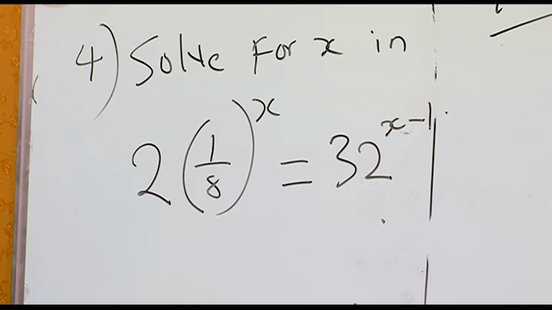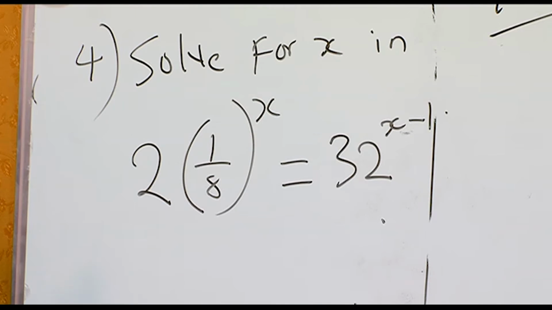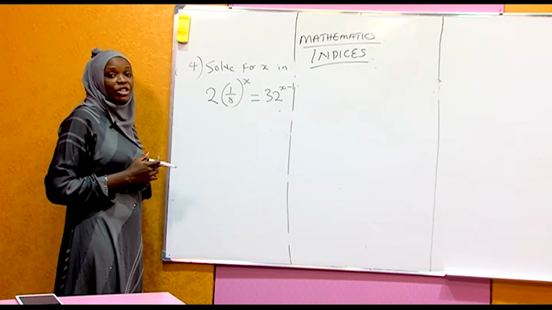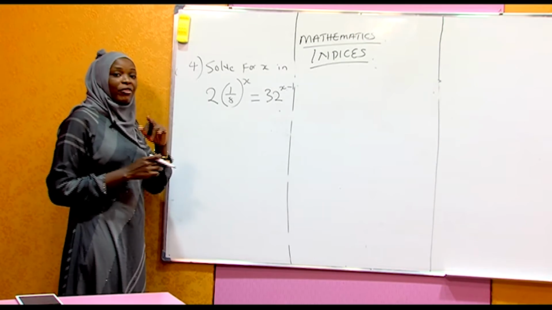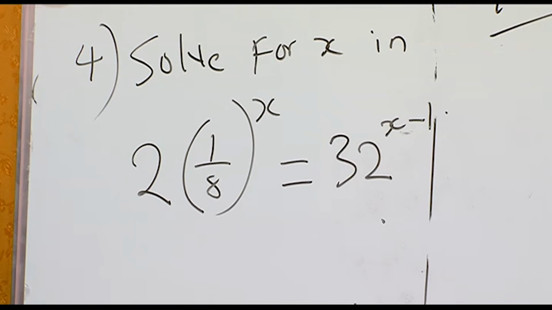Okay, we have our question here on the board. Before you can do anything, you look at the question well and see which of the laws you can apply to this question. The first thing, I would advise you not to go ahead and cancel this 2 with this 8, because this 1 over 8 has an index. So you can't just go ahead and do that.